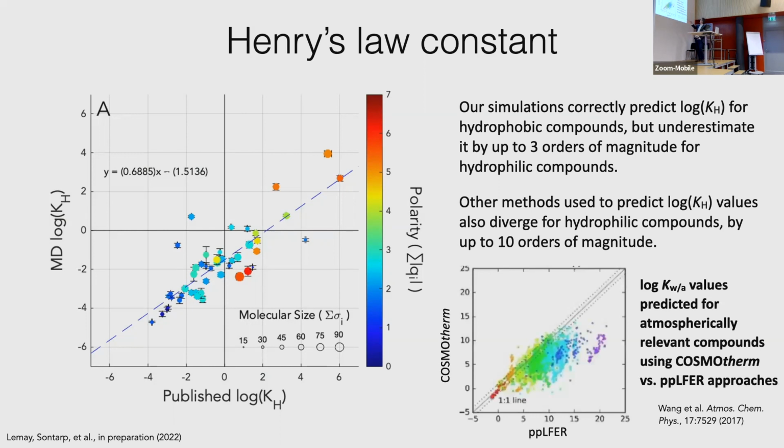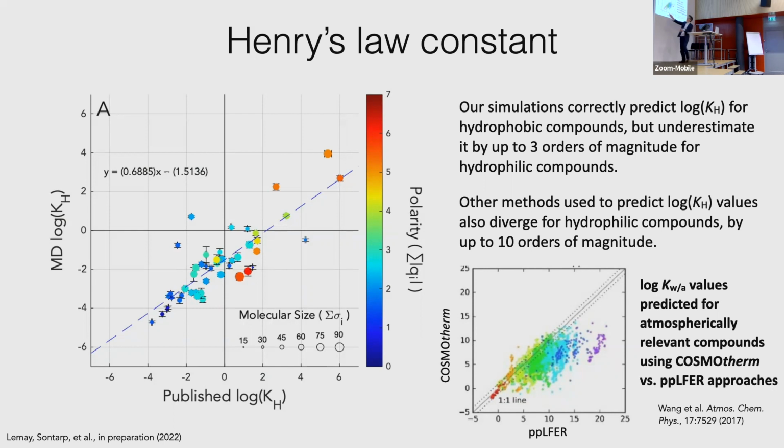Like in this recent study from 2017, where the authors, instead of comparing predictions with experimental data, were comparing different predictive tools. In this case, prediction of Henry's law constants or water-air partitioning coefficients, which is the same with different units, for a whole bunch of atmospherically relevant organic compounds using COSMOtherm, so based on quantum mechanics calculations but without an explicit solvent, and also using some polyparameter linear free energy relationships. And they're finding that the two predictive methods match nicely for the hydrophobic compounds, but they diverge by about 10 orders of magnitude for the hydrophilic compounds.